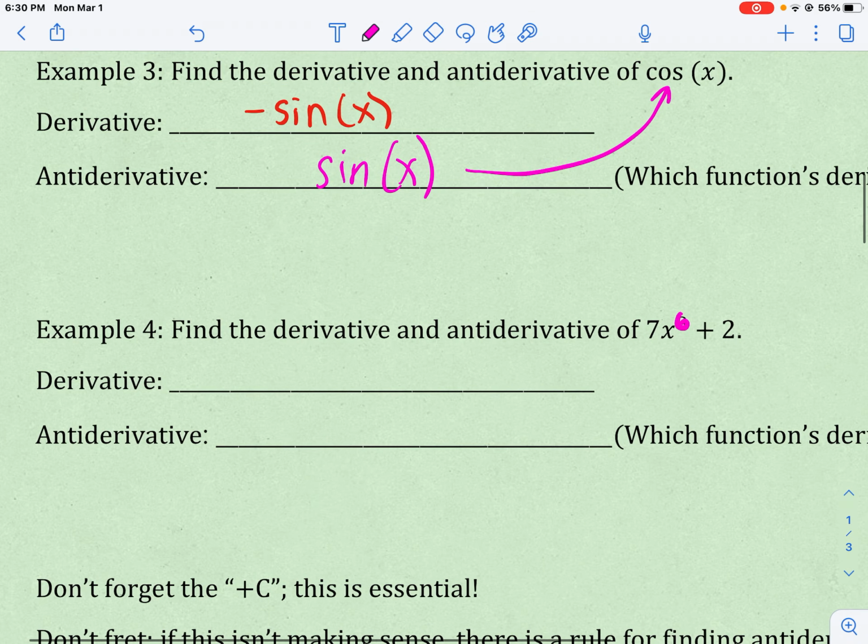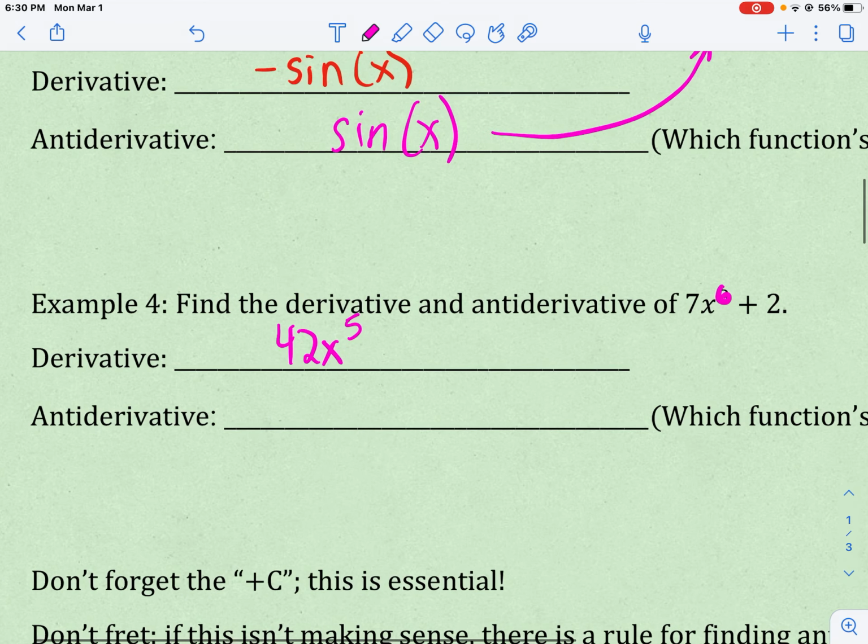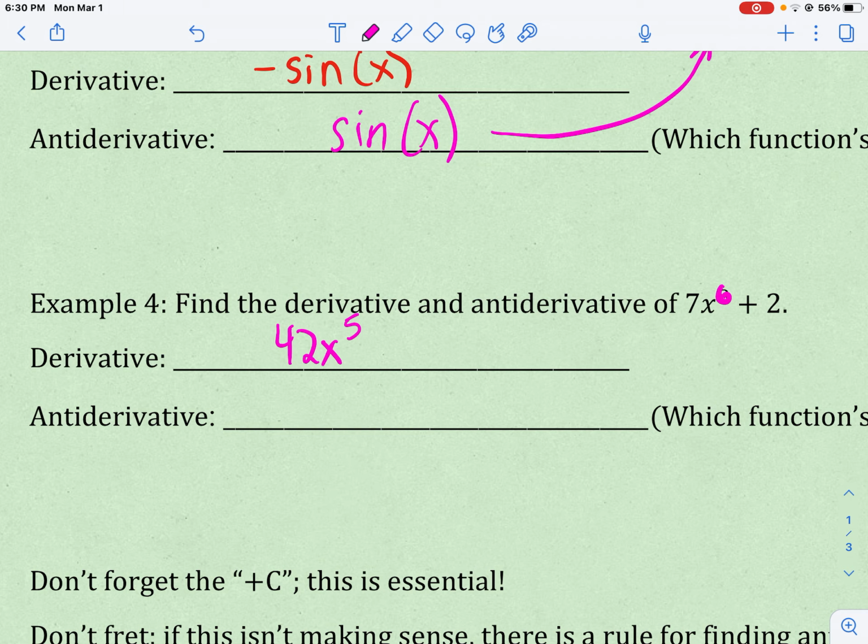Okay, so again, we're trying to find the derivative. So we get 42x to the 5th. Okay, derivative of 2 is bye-bye, nothing. So now again, we want to find the antiderivative. Well, what function would give us the derivative 7x to the 6th? Well, that would be x to the 7th.